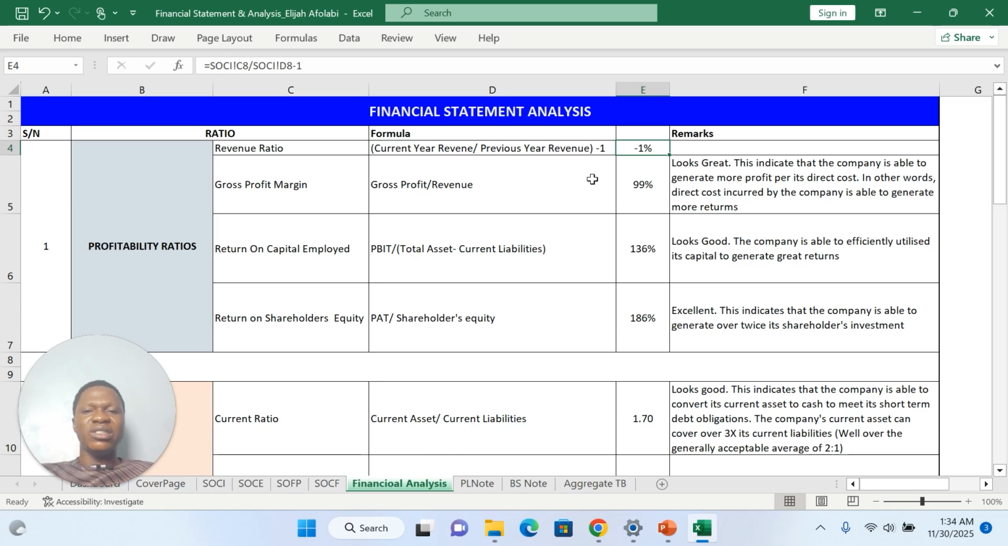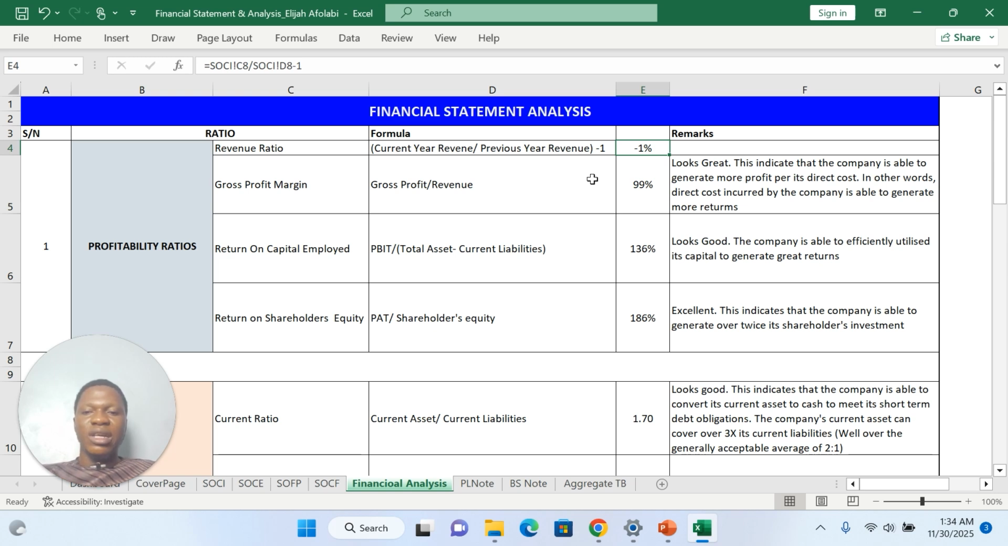And what this means is that for every $100 of capital employed, the company is able to generate 136 naira, $136 in profit before interest and tax, which looks good for the business. It means that the capital employed in the business is able to generate great returns.